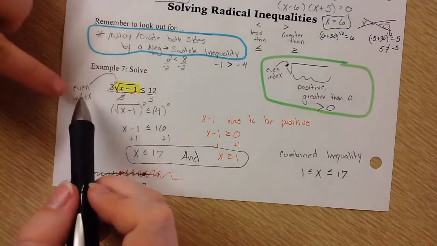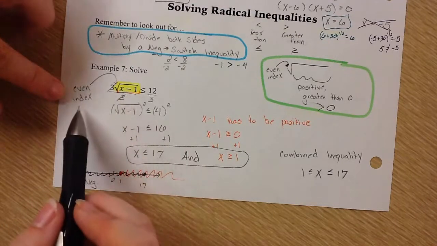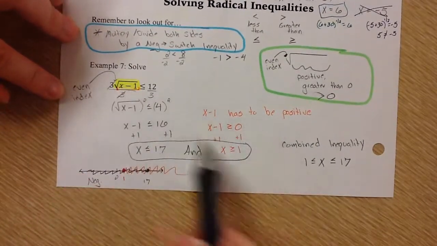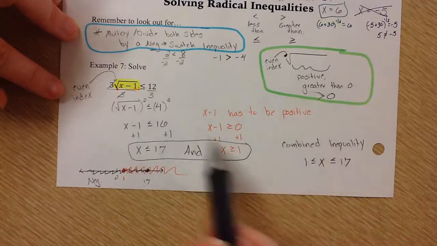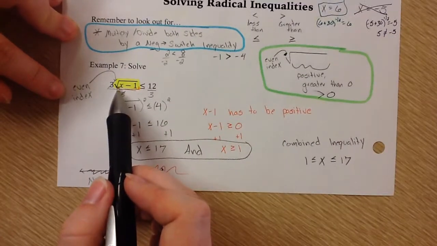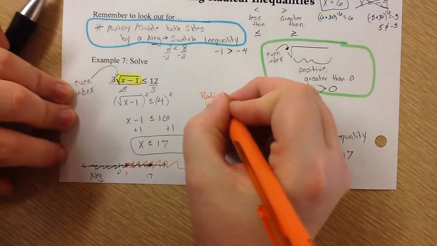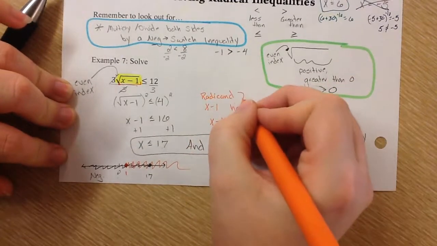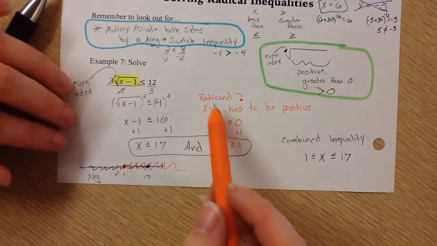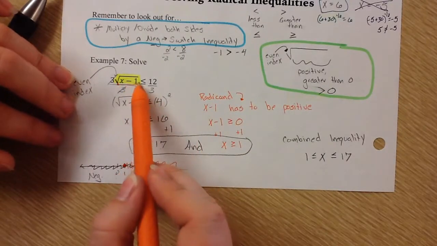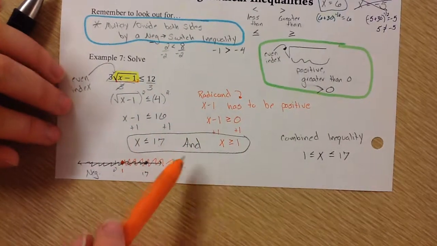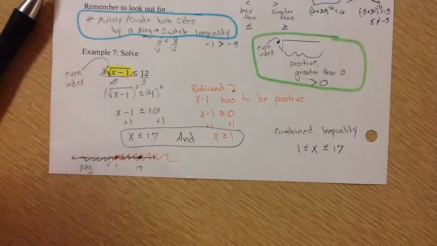But again, this is only when we have this even index. If your index is even, then you need to do this side bit in orange. Your what we call our radicand here has to be positive. Okay, so this radicand, this x minus 1, has to be greater than or equal to 0. Okay. All right, good luck.